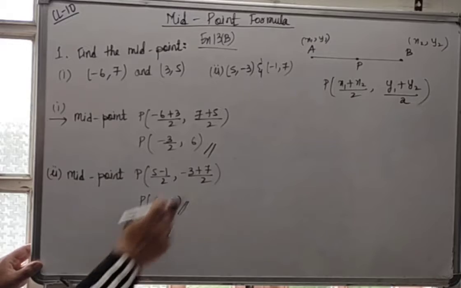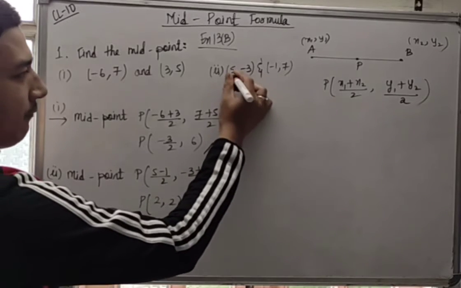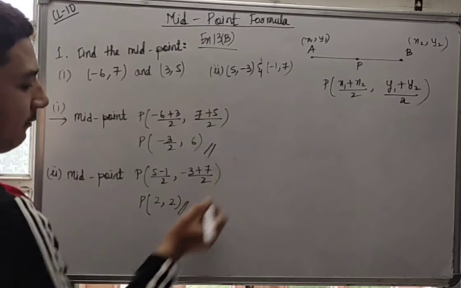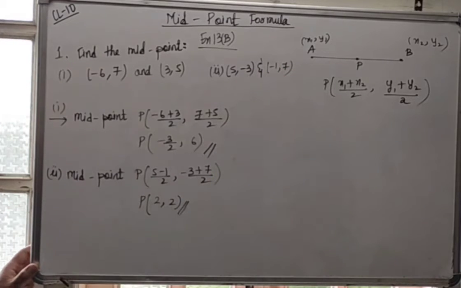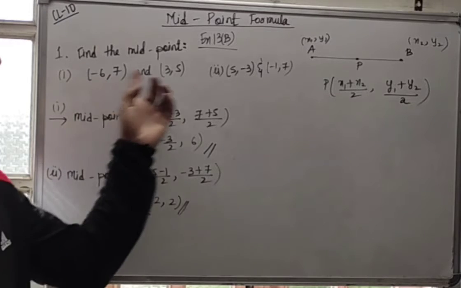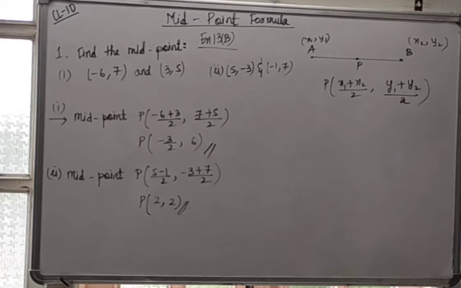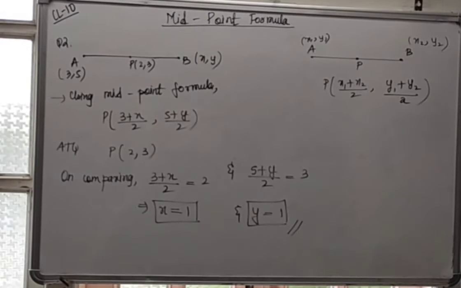Similarly for part 2, the midpoint of these 2 points, 5 minus 1 divided by 2, comma minus 3 plus 7 divided by 2, which is 2, comma 2. So midpoint is very easy as compared to your section. Just add abscissa and ordinate divided by 2. So please pause the video and note it down. Alright boys, let's move on to the next question, and the next question is question number 2.